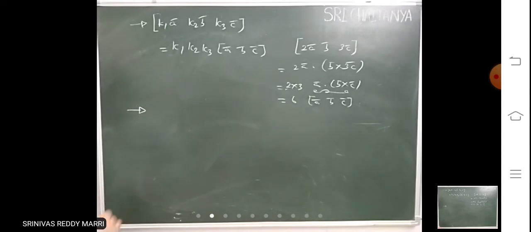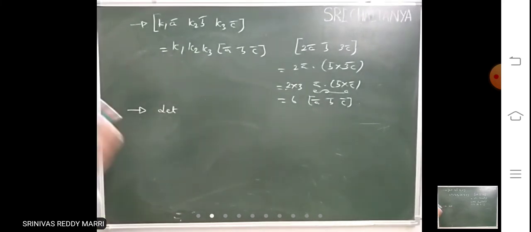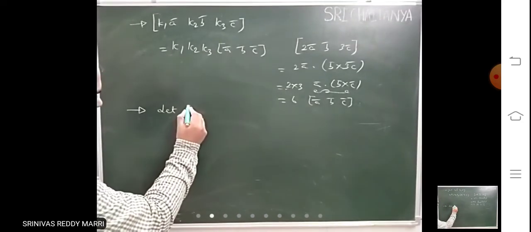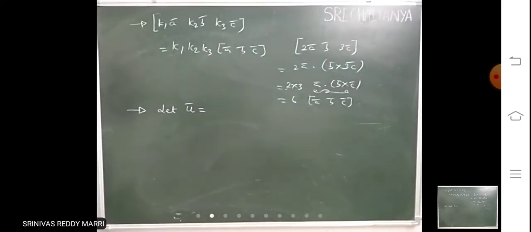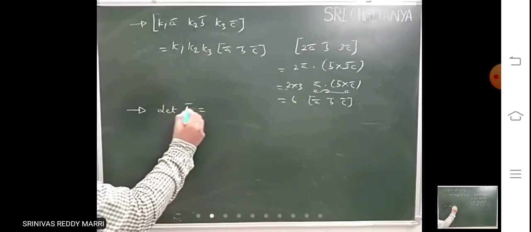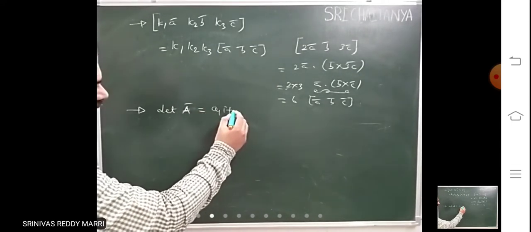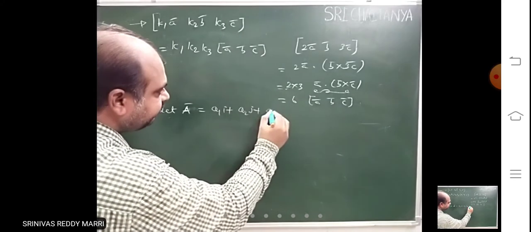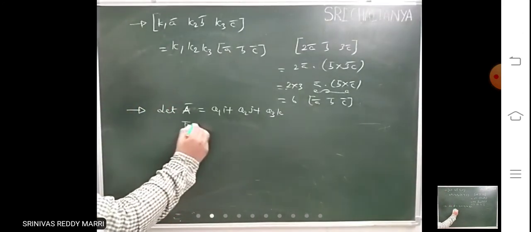Suppose look at the next one. Let three vectors be there. A bar equals A1 i plus A2 j plus A3 k. One vector is there, expressed in terms of i, j, k.